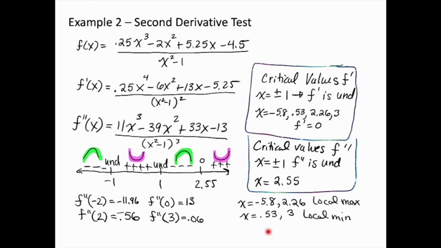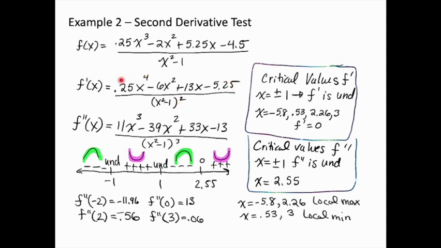Let's look at our second example. It's a little bit more challenging. We have the function 0.25x^3 - 2x^2 + 5.25x - 4.5, all divided by x^2 - 1. I'll let you do the first derivative for practice, but when you take it and simplify it using the quotient rule, you get (0.25x^4 - 6x^2 + 13x - 5.25) all over (x^2 - 1)^2.